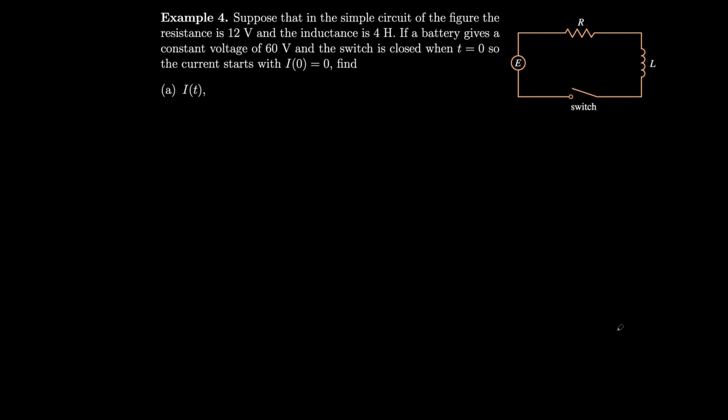So we did this already in section 9.3, but let's do it again, because notice that this differential equation was L times dI/dt plus R times I equals E of t. That's separable, assuming that E of t is constant 60. So I'll show that to you. We have L equals 4. We have R equals 12. And we have E of t is constant 60.